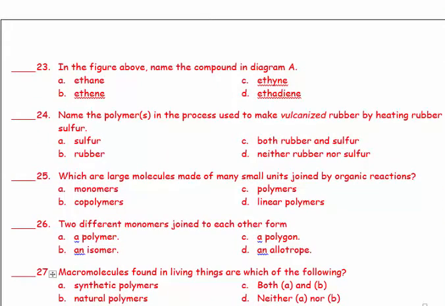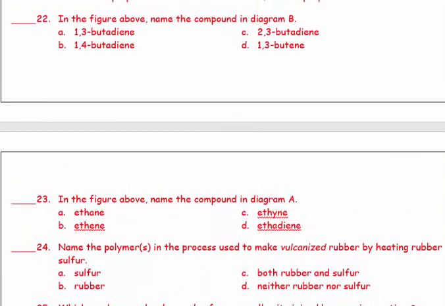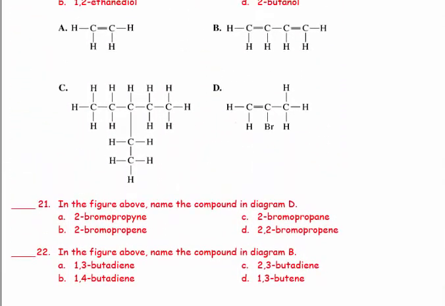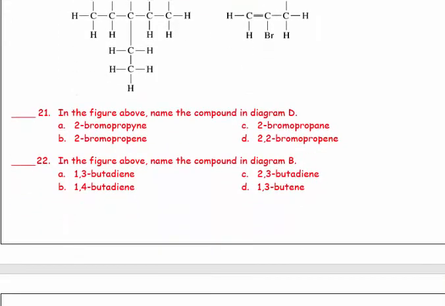Number 23. In the figure above, name the compound in diagram A. We're going to go back to diagram A. This is ethene. As we said, ethene contains two carbon atoms that are attached by a double bond, and then the carbon atoms are attached to hydrogen bonds by single bonds. So it's C2H4 or ethene. It's one of the simplest alkenes. By the way, the 1,3-butadiene is used in the manufacturing of synthetic rubber.